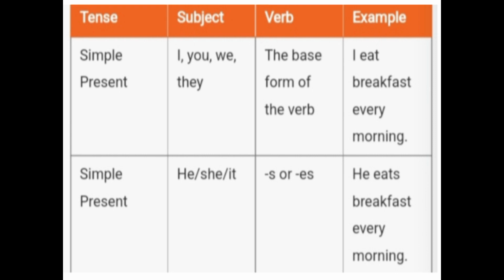Why? Because here we have the subject he, she, it. Those are third person singulars. She eats breakfast every morning. He eats breakfast every morning. It eats breakfast every morning. This is the structural formula of the simple present tense.